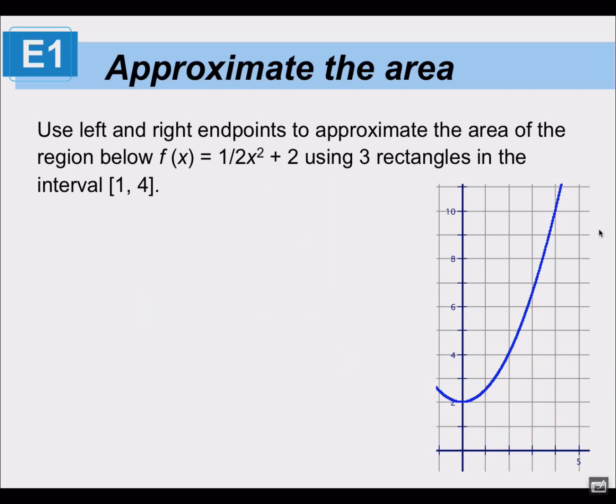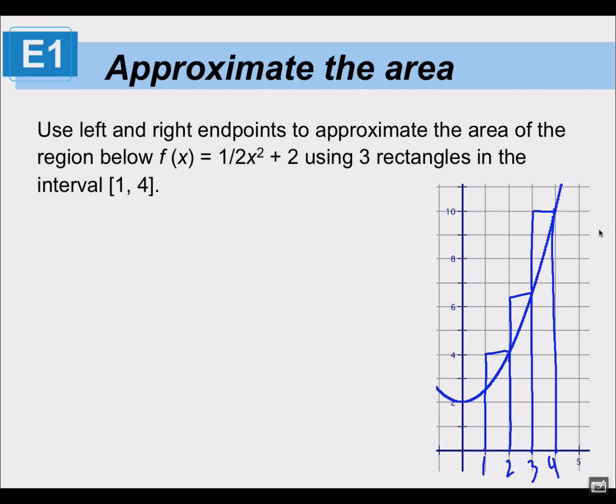All right. Same problem. Now we'll use right hand rectangles. So we're still going 1, 2, and 3, up to 4. This is the rectangle I want. I go up the right hand side, I hit the curve, I come over. Come up the right hand side, hit the curve, come over. Come up here, hit the curve, come over.